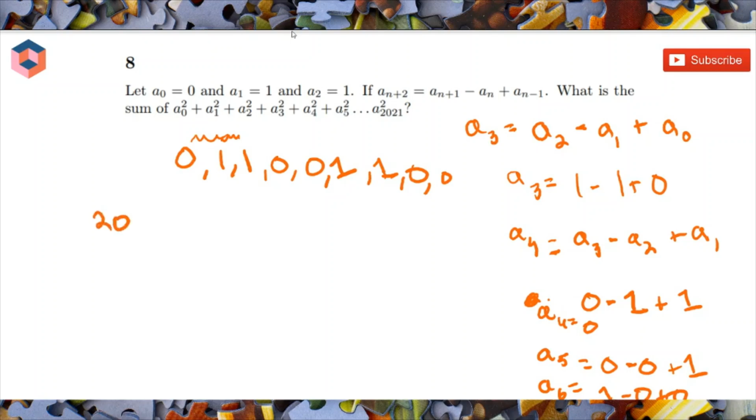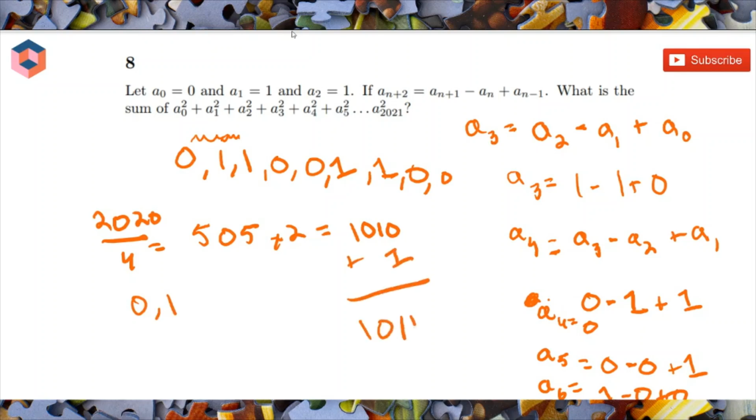If we divide 2020 by 4, what would we get? 20 divided by 4 would give us 505. And in each of these 505 cycles, there are 2 1s. So we multiply by 2 to get 1010. Now we have these last 2 terms left over, and they'll look something like this, 0, 1, because the sequence restarts. So we have 1, 1 there. So we would add 1 to this to get 1, 0, 1, 1.